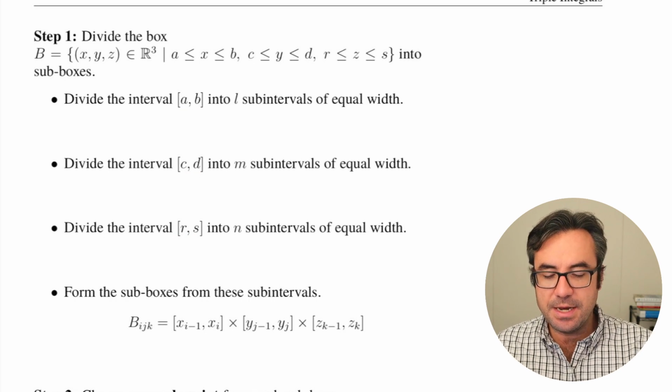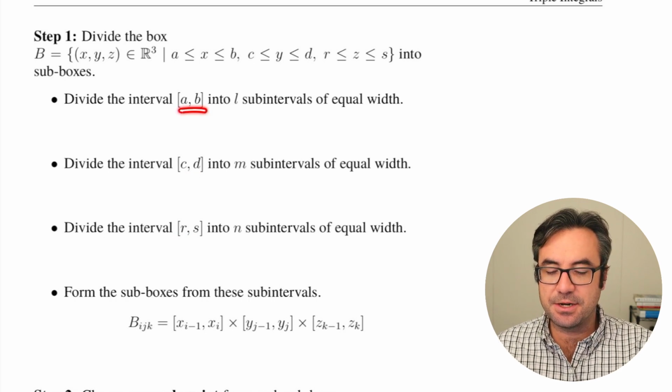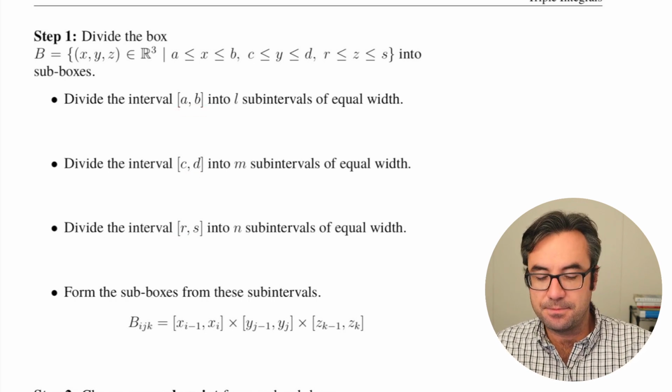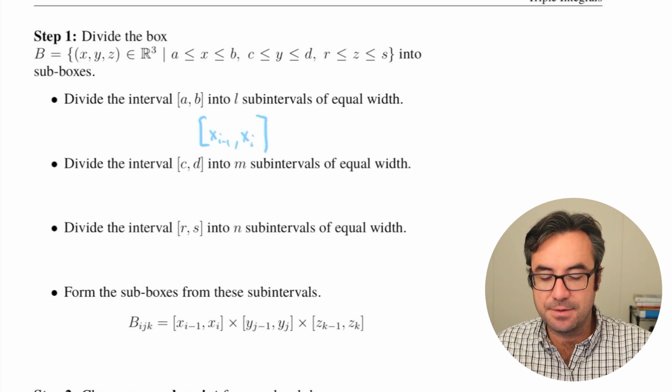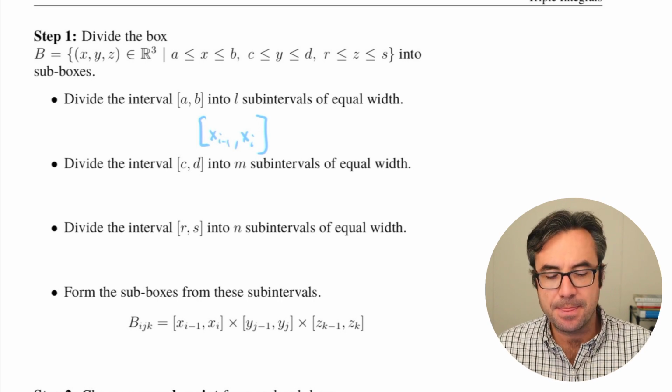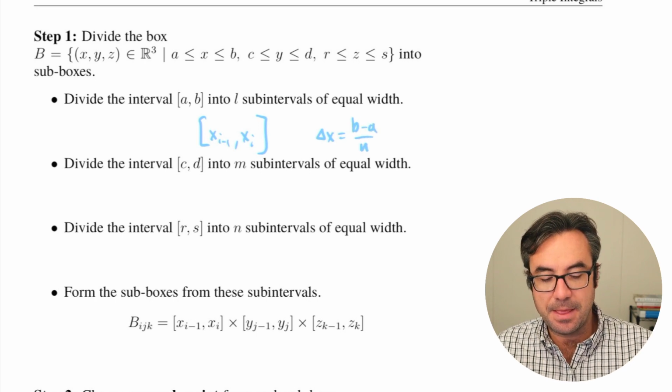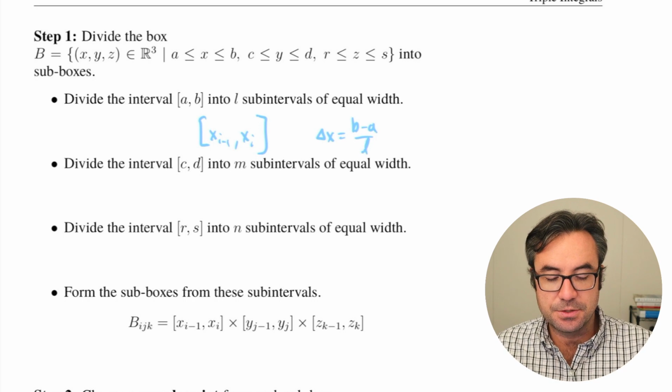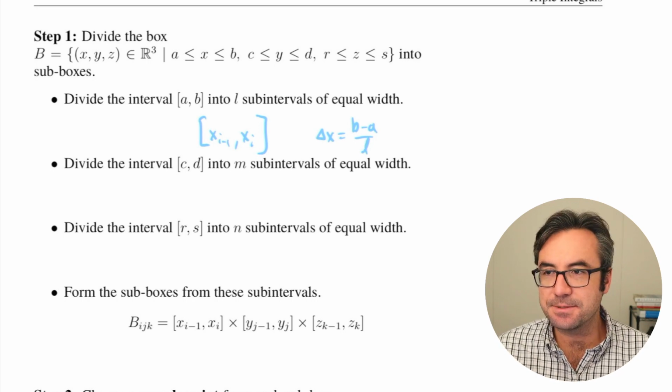So, we can index if we divide up the x interval, we can index that by i. So we get a whole bunch of little subintervals, x_{i-1} to x_i. And the width here, delta x, is just the length of the entire interval divided by how many subintervals. So (b minus a) over l in this case.